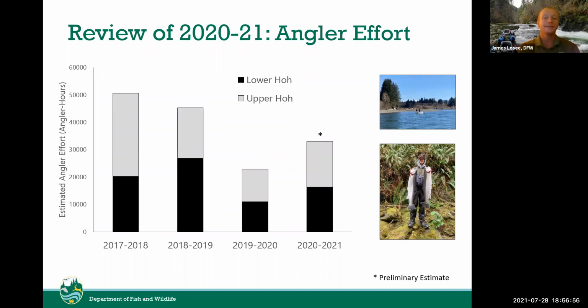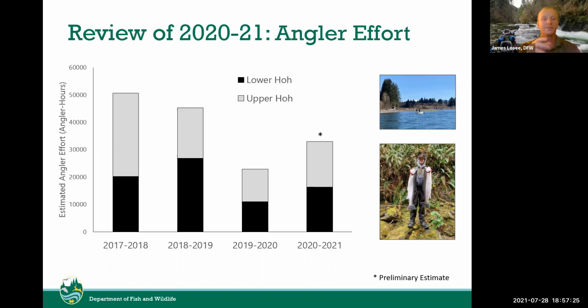So what we're looking at here, this is hot off the press, and I got to give a big high five to the team out on the Olympic Peninsula. There's a lot of data to go through, but we have these preliminary estimates of angler effort. So this is the number of hours fished in the Hoh River relative to the last few years. And the main point here is that people still went fishing. They didn't hang up their rods. We had effort that was really consistent with the average over the last few years, slightly up from last year, but down maybe from the years prior.